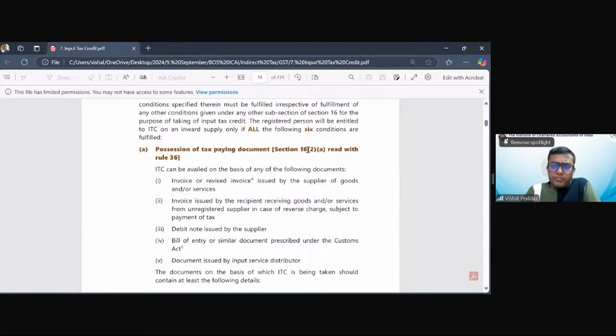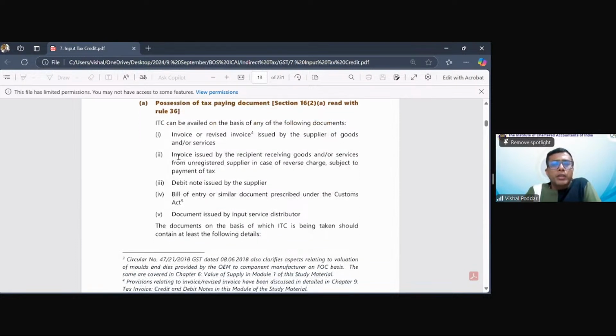First condition, given in 16.2(a). What is the condition? You will be eligible for this ITC only when you have the tax paying document. What is a tax paying document? The list is given in Rule 36. Tax paying documents are those documents which are proof that for this particular input, capital goods or input service that you have got in your business, whatever the tax was there has been paid.